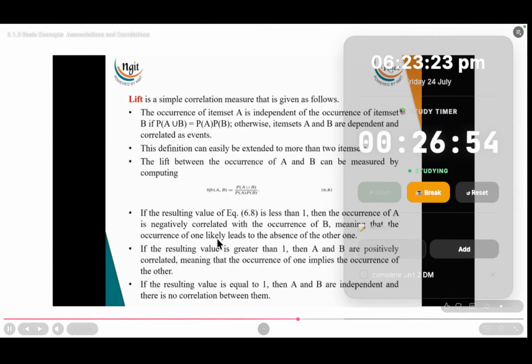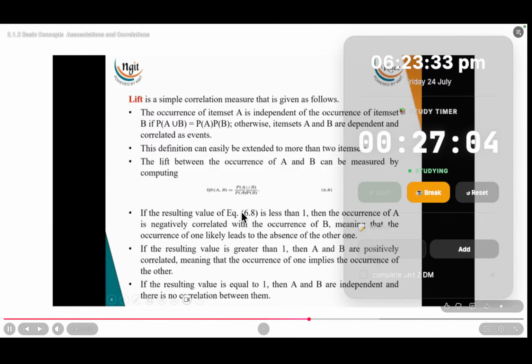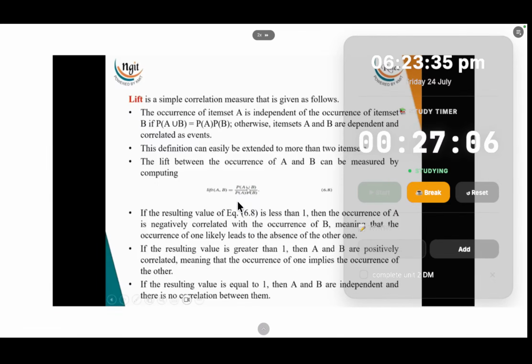Now let us see what this lift correlation is. The lift correlation says that the occurrence of any 2 items, along with the occurrence of the independent items, is considered. When you look at this formula, you can understand. Probability of A union B means what? A and B are the item sets. How frequently this combination of item sets is occurring, divided by how frequently the independent items are occurring, like probability of A, how many times it has happened, and B, how many times it has happened.